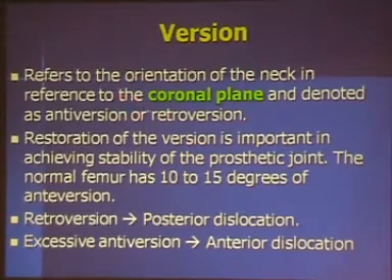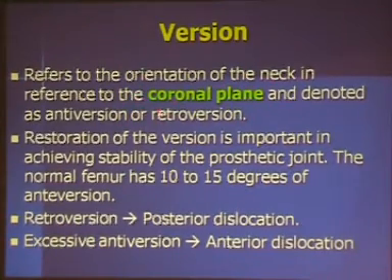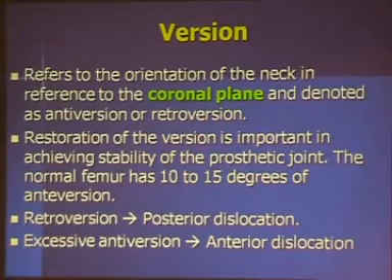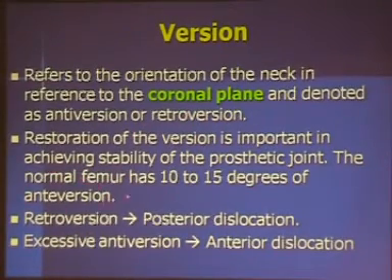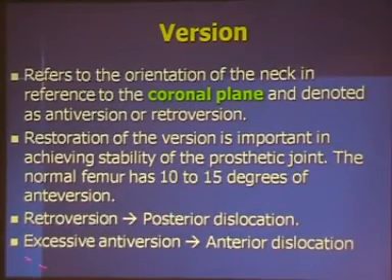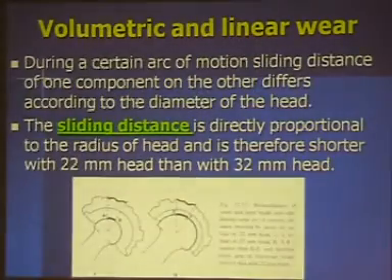Version is very simple. It refers to the orientation of the neck in reference to the coronal plane or the transepicondylar axis of the knee joint rather than the hip. Restoration of version is obviously very important. If we put the patient's hip in retroversion, this leads to posterior dislocation, and vice versa for excessive anteversion, which leads to anterior dislocation.